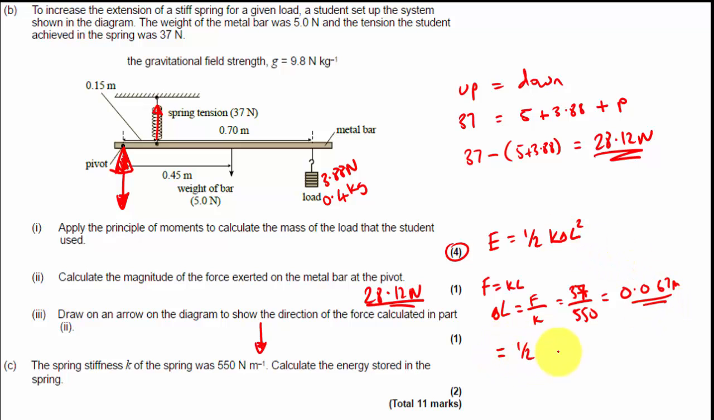Now just sub this number into this formula. So half times 550 times 0.067 squared, and just calculate that. And we get an answer of 1.244, etc. joules. So that's the energy stored in the spring.